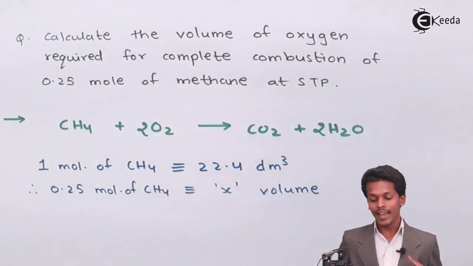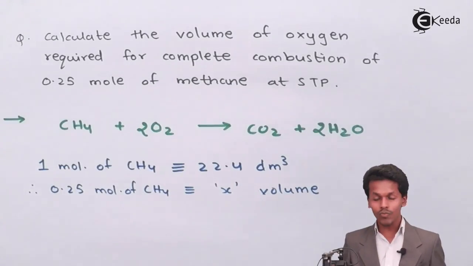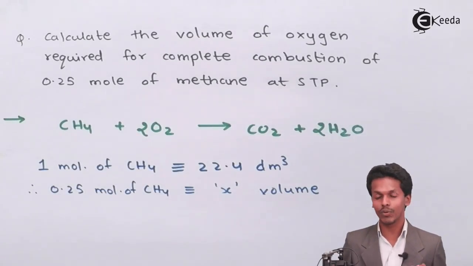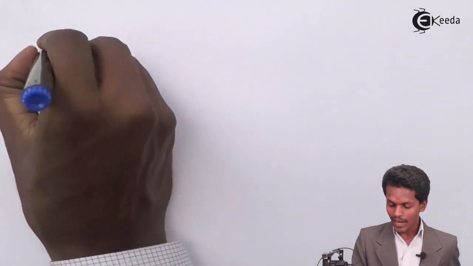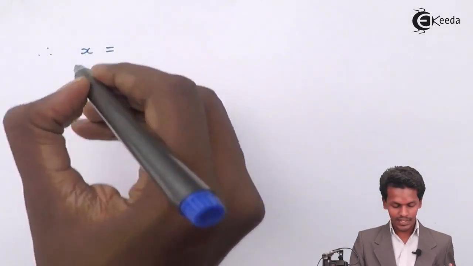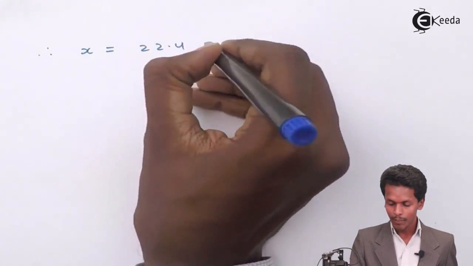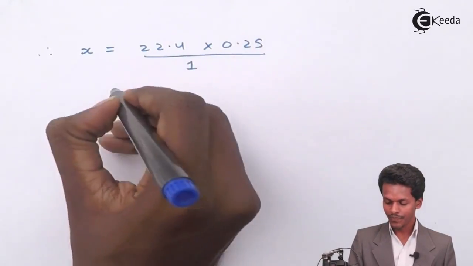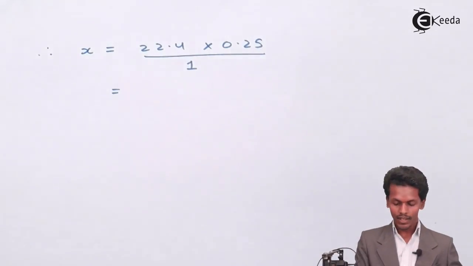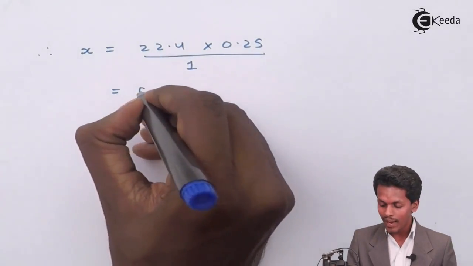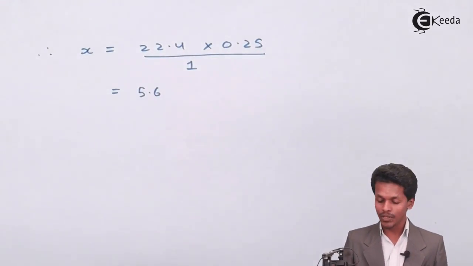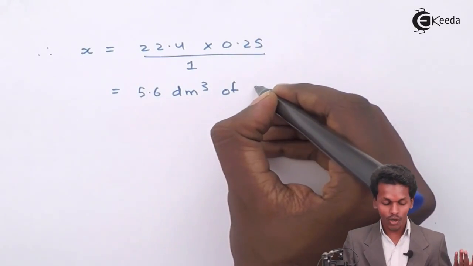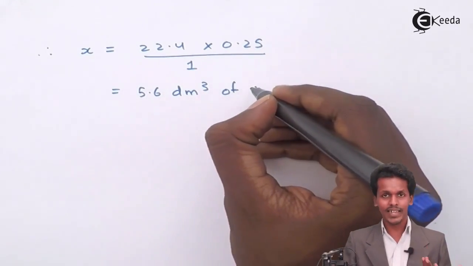Suppose we don't know this, then how to calculate? It would be very easy. I'm going to cross multiply. If I cross multiply, let us see what answer we get. So X is equal to 22.4 multiplied by 0.25 moles divided by 1. If I calculate this, my answer would be 5.6. Again we are talking about volume, so this would be 5.6 dm cube.